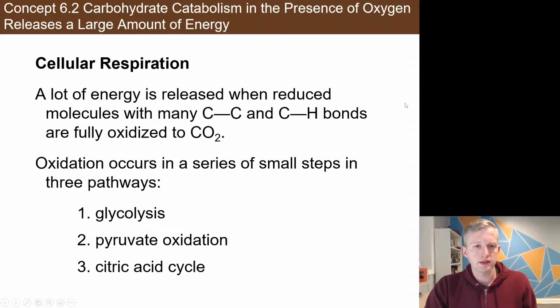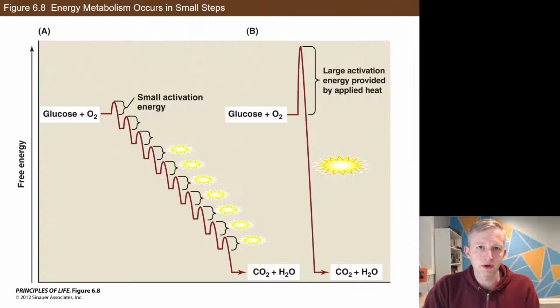Cellular respiration is the breakdown of our carbohydrates. It turns out there's a lot of energy released when a molecule that has a ton of carbon-carbon or carbon-hydrogen bonds is completely oxidized until it is just CO2. That process involves three big steps: glycolysis, pyruvate oxidation, and the citric acid cycle. Now you may be thinking, wait a second, the electron transport chain is missing. And it is. But that's kind of a separate thing to the arc of the story that's going on here. And so don't worry, that is something we will discuss.